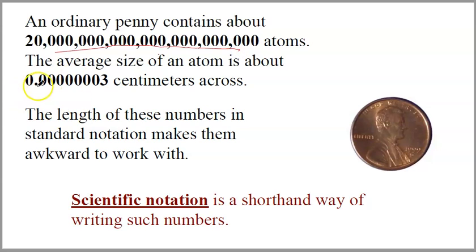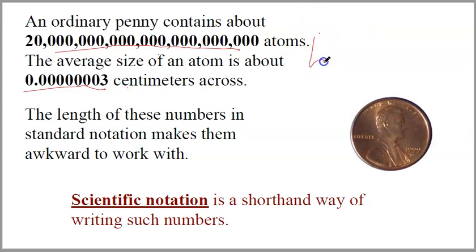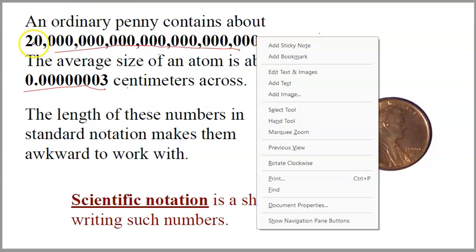This is also a lot of zeros, but going the other direction. The length of these numbers makes them very awkward to work with, and scientific notation can help us out. So instead of writing all these zeros, we can write it differently. Just to make it easier on ourselves, we can count and figure out the amount of zeros. It's much easier.